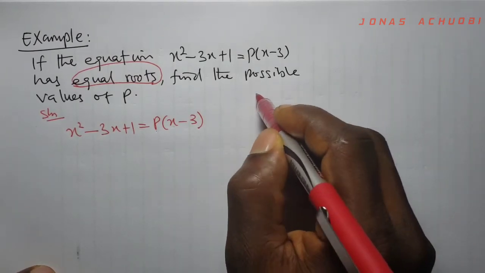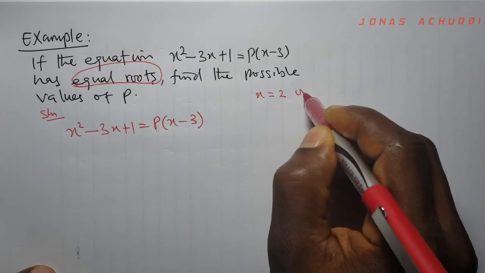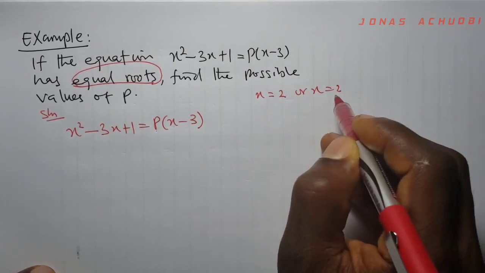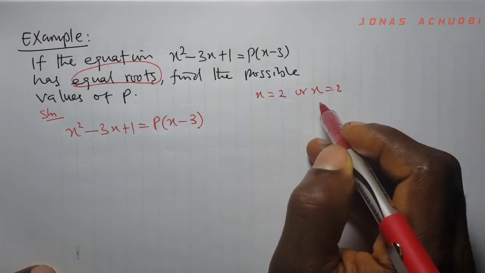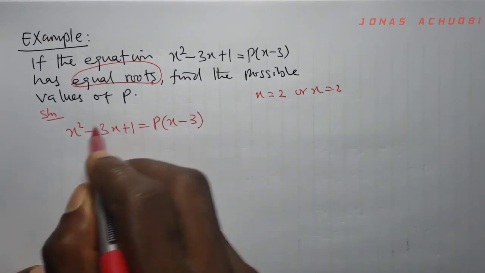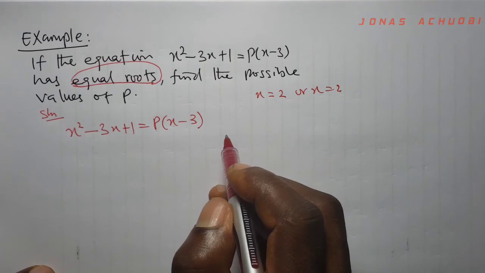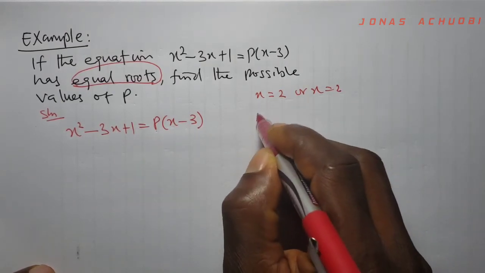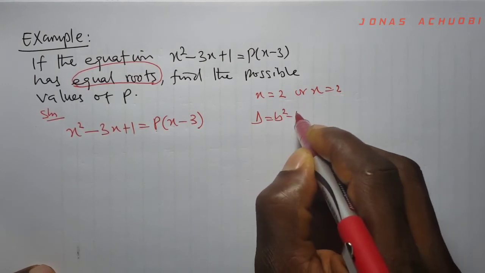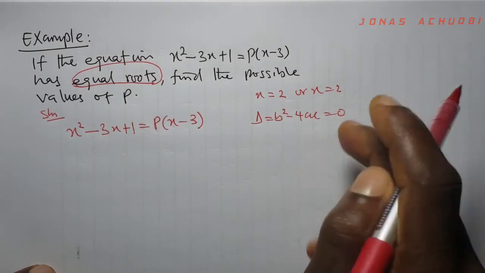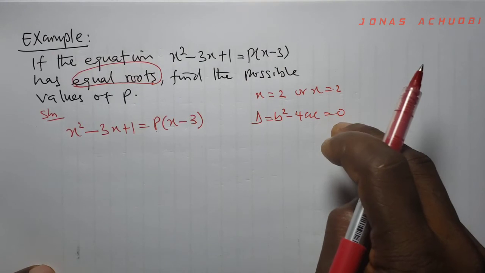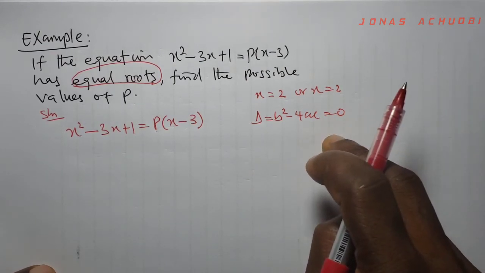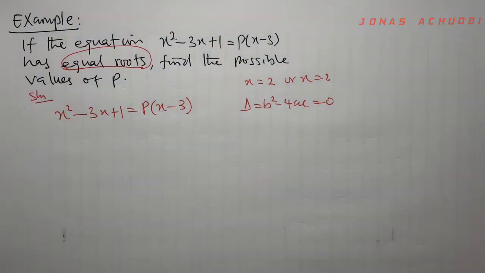In our last example, we had x equal to 2 or x equal to 2. So we had equal roots or repeated roots, or you say that 2 was the only solution. So I've been told here that this equation has equal roots. And what do we know about equal roots? We know that if the discriminant D equal to b squared minus 4ac equal to 0, then the equation will have equal roots, repeated roots, or just one real solution.